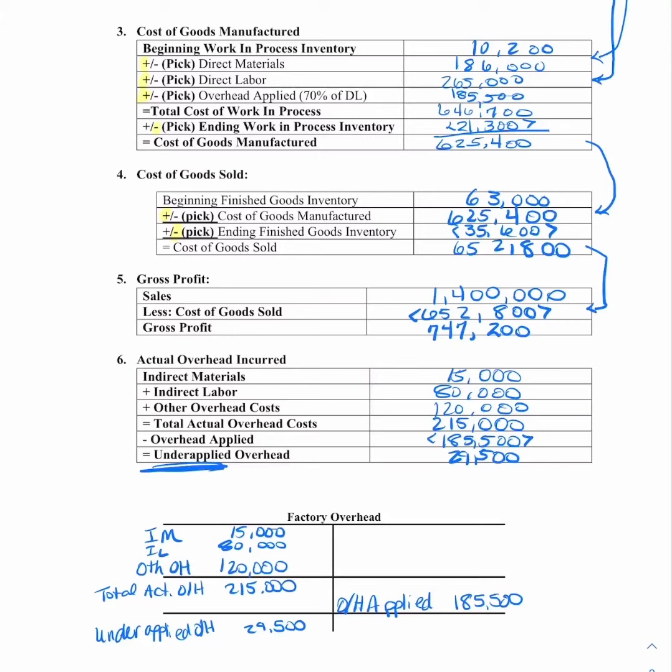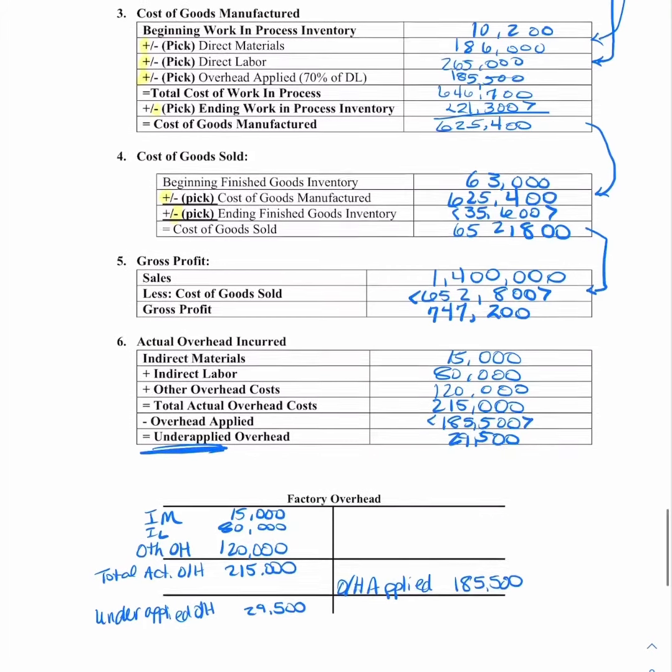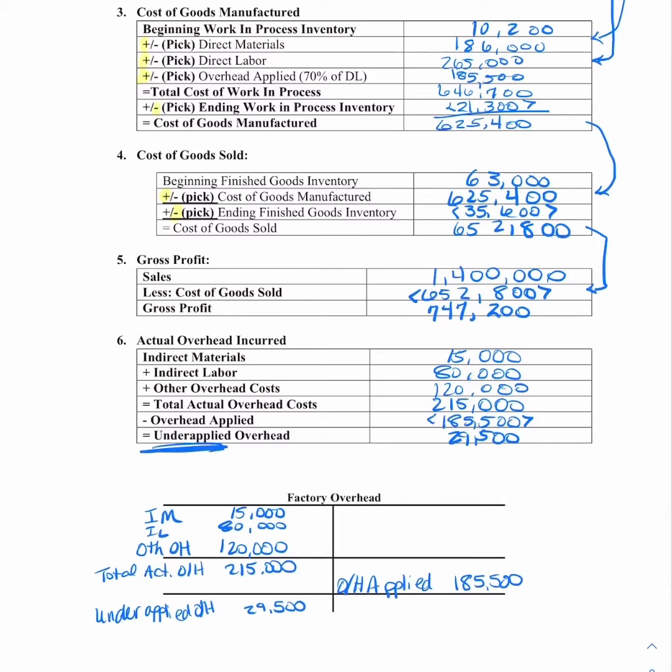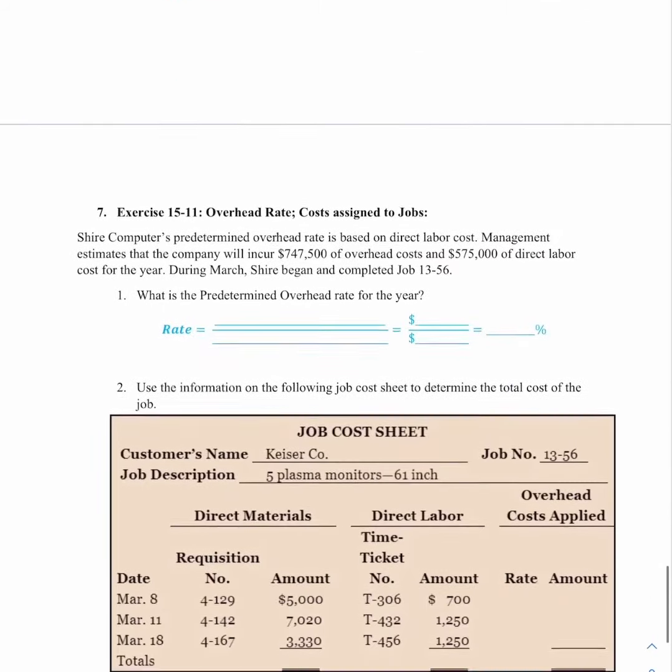So that's how this looks in a T account, if that helps you. If that helps you, fantastic. If that does not help you, ignore it. Because I'm not going to require you, most likely, although I could, to do a factory overhead T account on the exam. But if it does help you, it may help you get any points related to a factory overhead question. So, very good. Moving right along then.